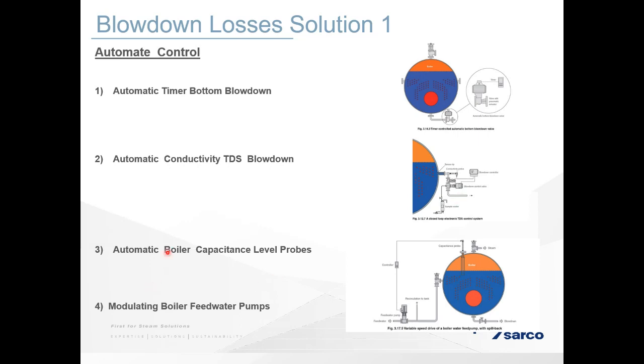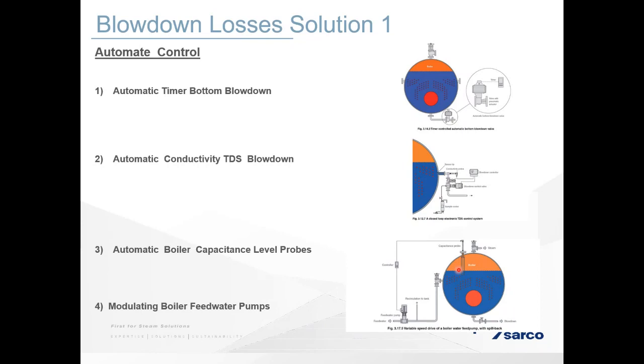And automatic boiler capacitance level probes, so level probes to tell you where the level is, running back to a pump, so you have modulating control into your pump. So I would say these are probably connected. Modulating control means, for the Kenyans in the room, poly on the boiler water, slowly.